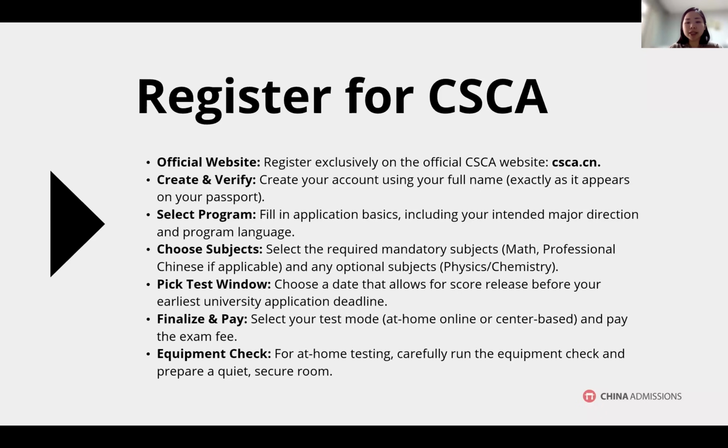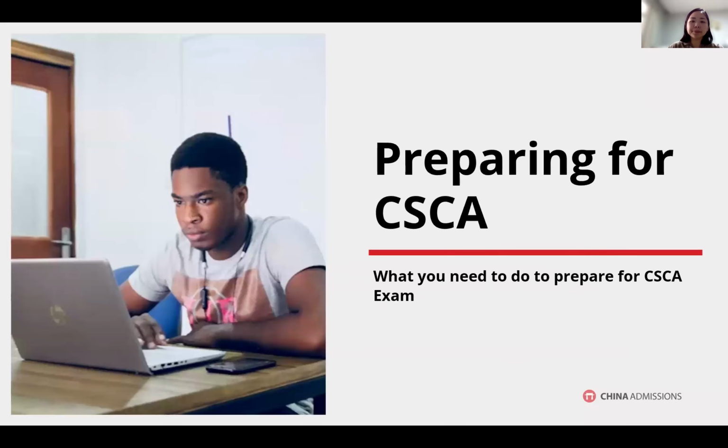Otherwise, just mathematics, and any optional subjects like physics or chemistry if that applies to your program. And then choose the exam date, and then select your test mode as an at-home online test or an offline test in the test centers, and pay the exam fee. And then last but not least, you need to also carefully run the equipment check and prepare a quiet, secure room for taking the exam.